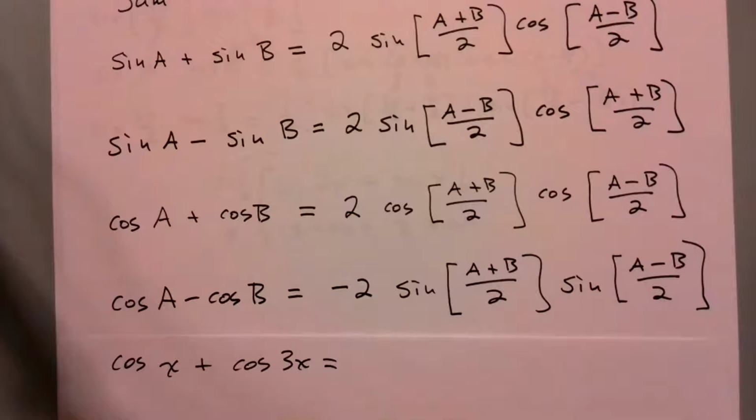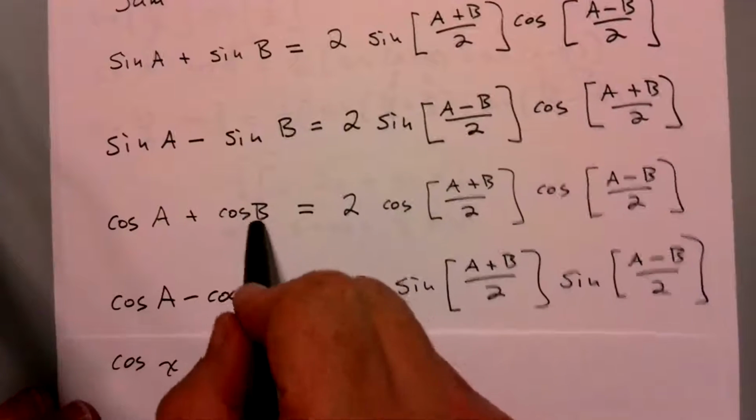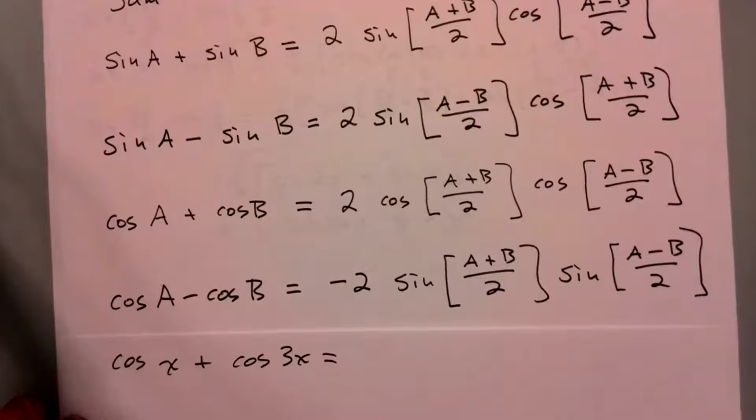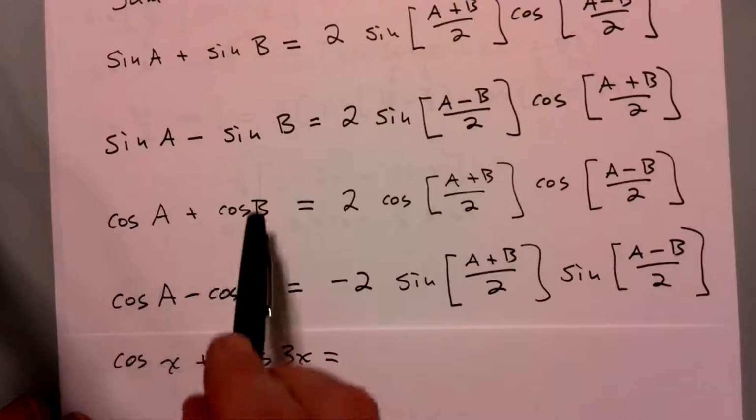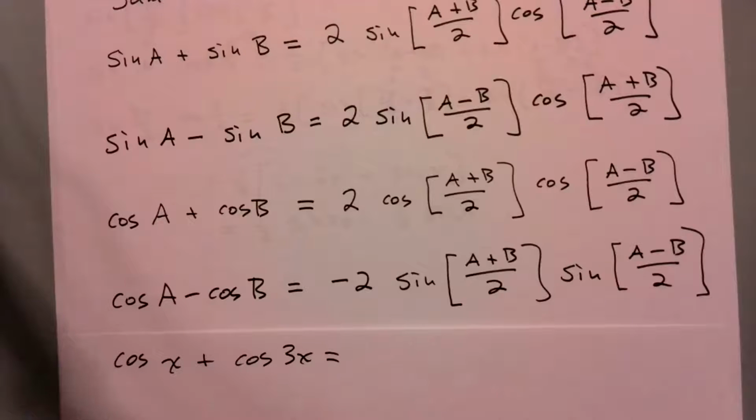I'll give you a hint. The identity we need to use is cos A plus cos B. This is the one you have to do, so you want to write that underneath. A is going to be x, B is going to be 3x. Let me give you a chance to work on that one. See if you can do it, and put your answer in the comments once you get there.